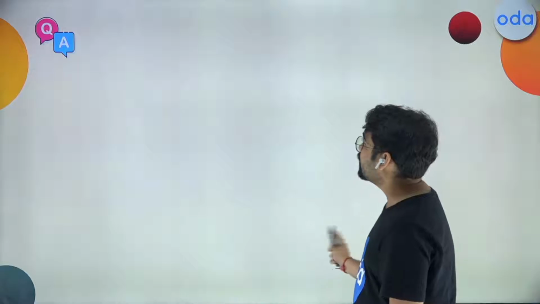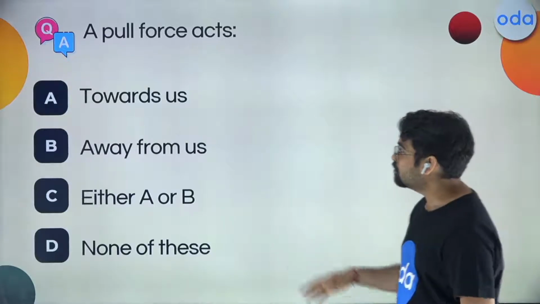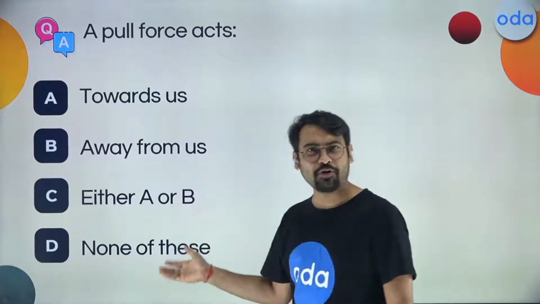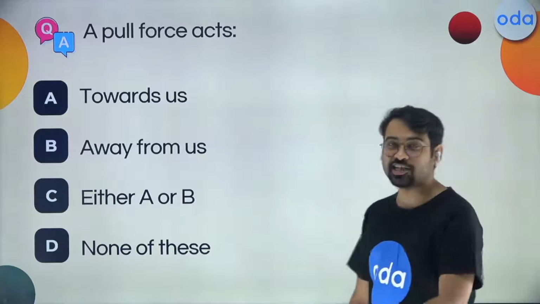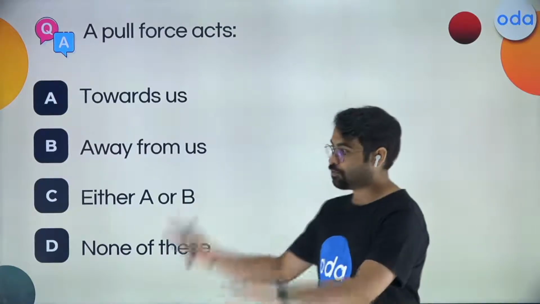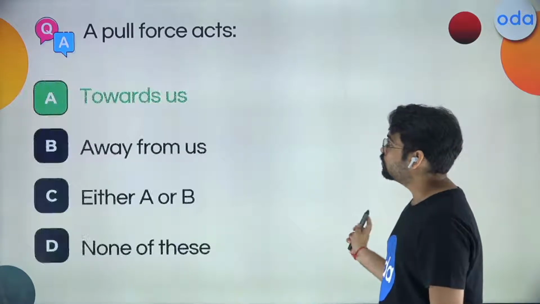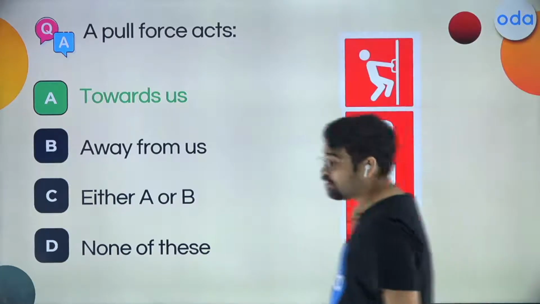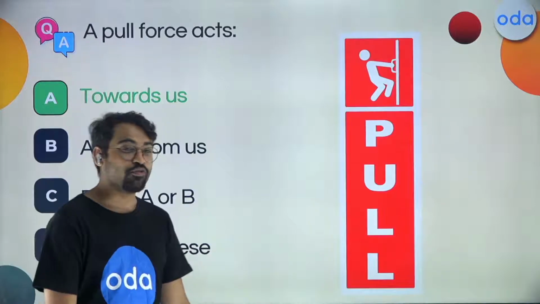Let's talk about the next one, and the next one is a pull force. How does a pull force act? Is it towards us? Is it away from us? Again, the same options, either A or B, या फिर none of these. So I think this time around you can easily say that if a push force was away, a pull force is towards us. So option A is correct for us, and we can also say that if you see this guy within the door, this is how the pull force acts.